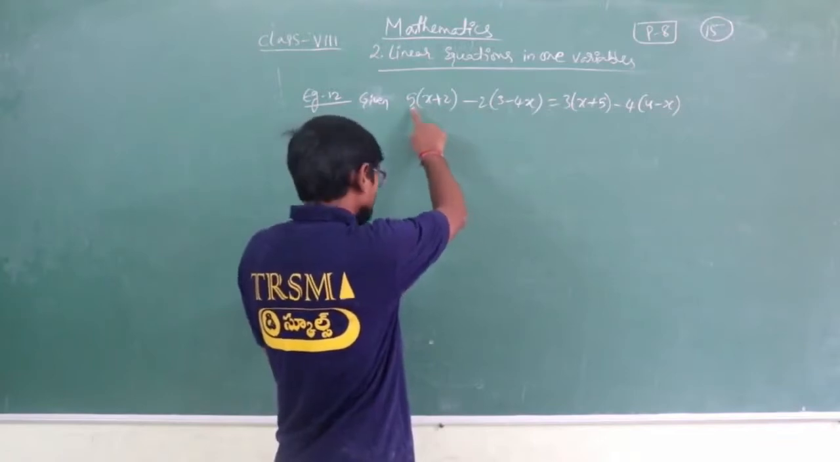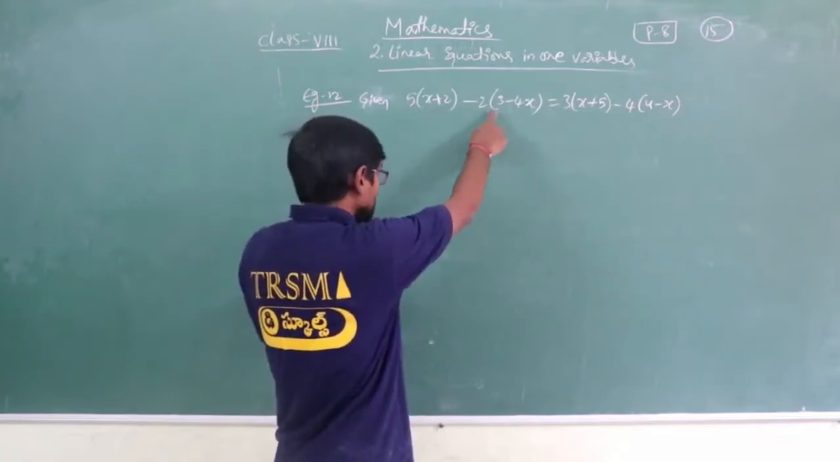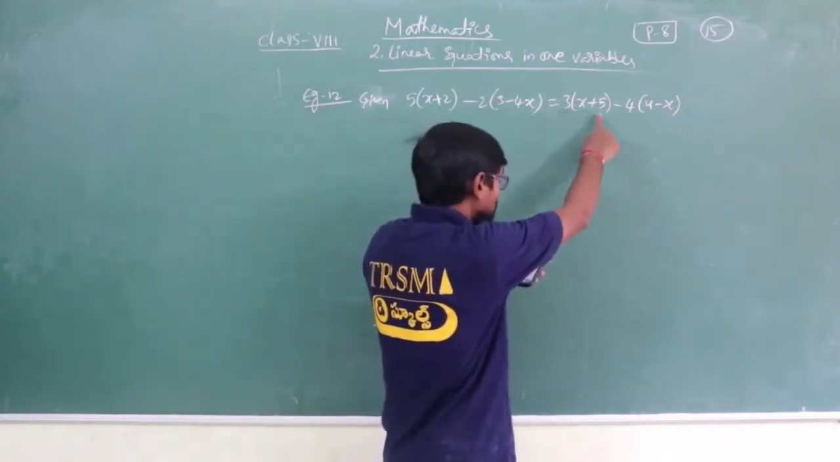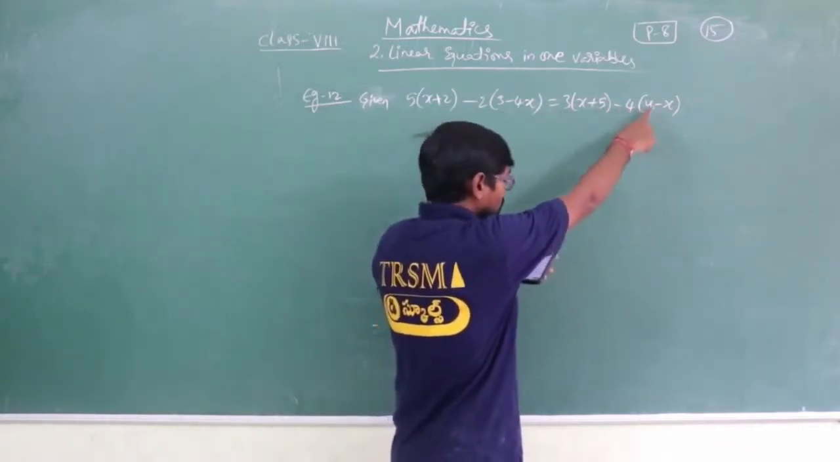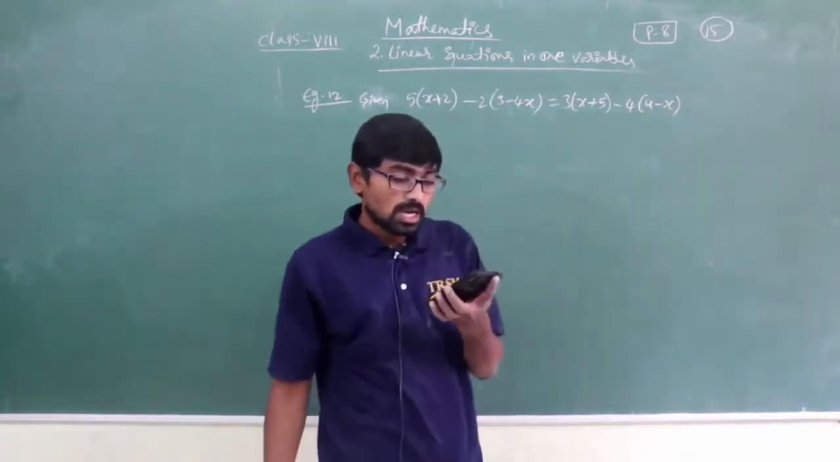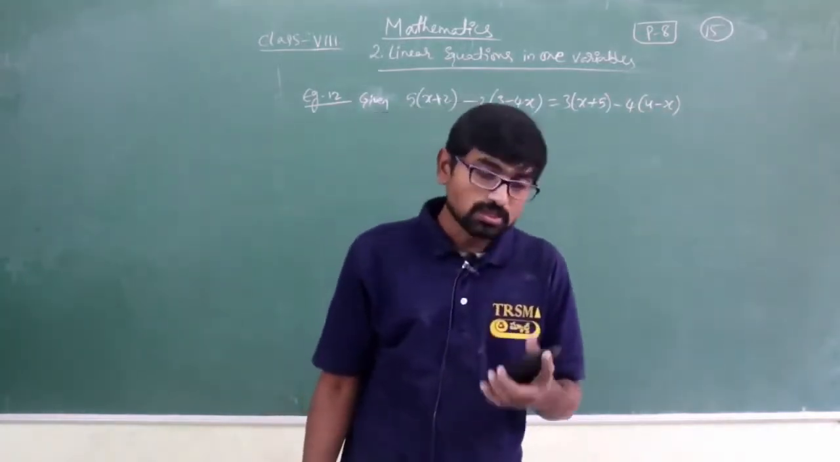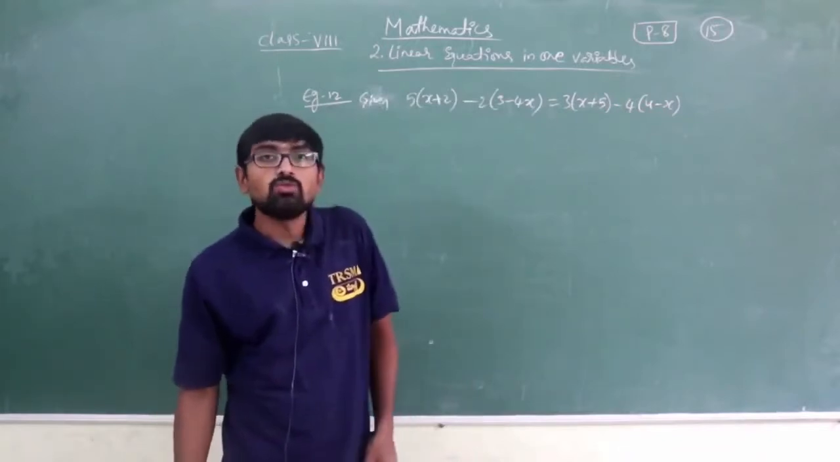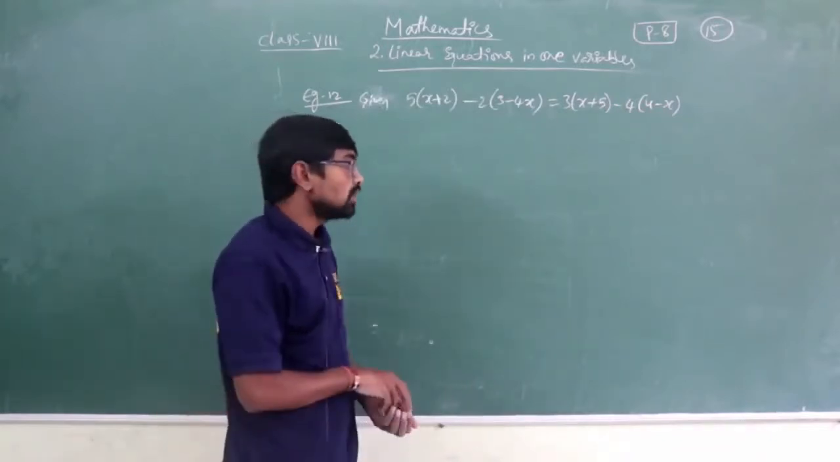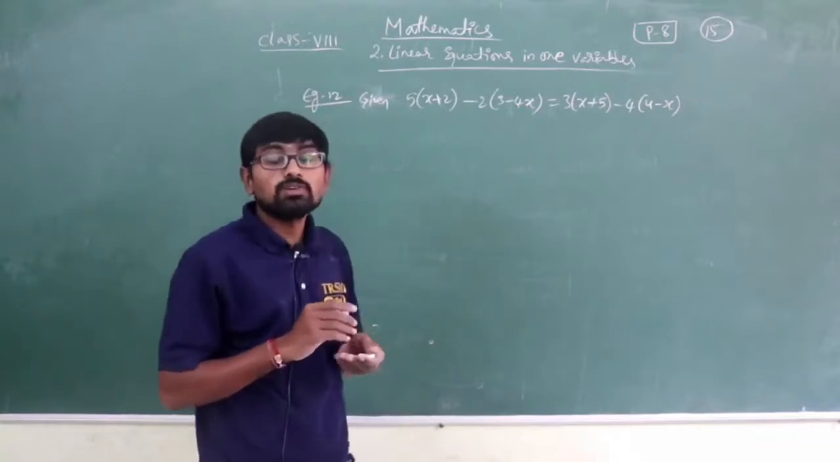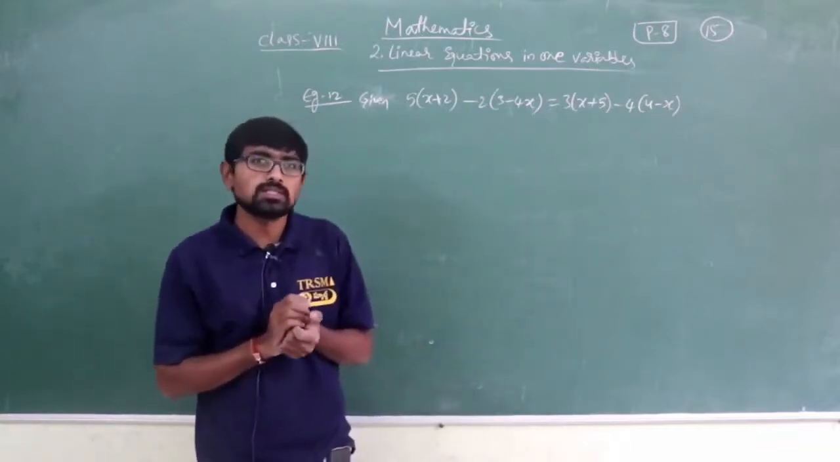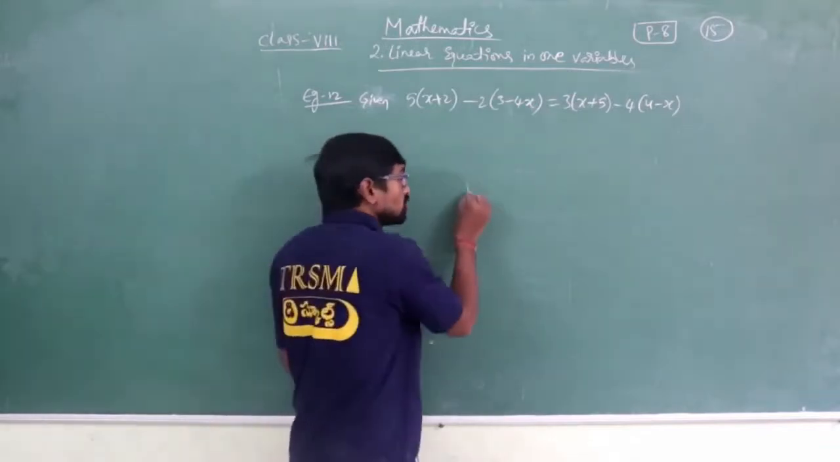Okay, so here I have 5 into x plus 2 minus 2 into 3 minus 4x equals 3 into x plus 5 minus 4 into 4 minus x. This is what we have as the required equation. Okay, so you all know, we all know that whenever we get any question depending upon all the algebraic symbols, we will be using the BODMAS rule.